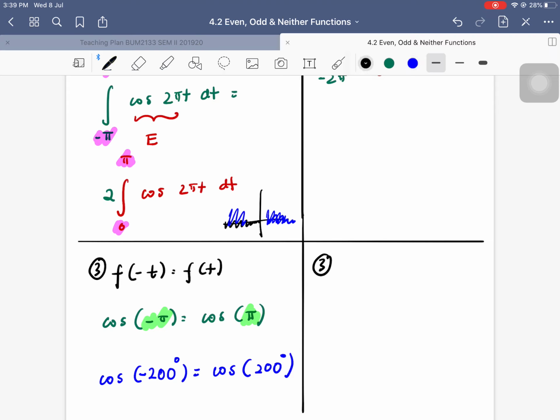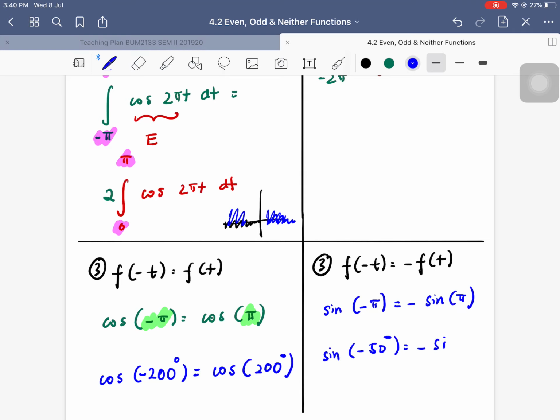For odd function, the property is that if you have f of negative t, it will be the negative value of f of t. For example, let's say I have sine of negative pi, it's going to give us the same value as negative sine of positive pi. Or if I have sine of negative 50 degree, that will be the same value as negative sine of positive 50 degrees. So you negative the value. So that will be how it goes. Alright, so that is the difference between even and odd function.